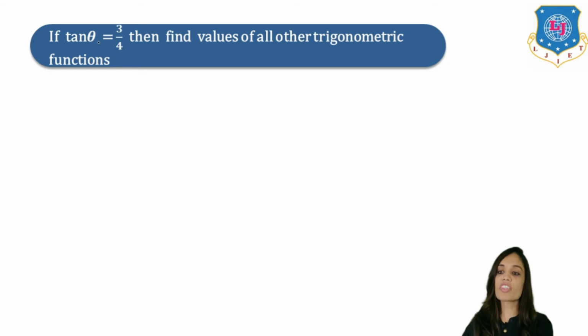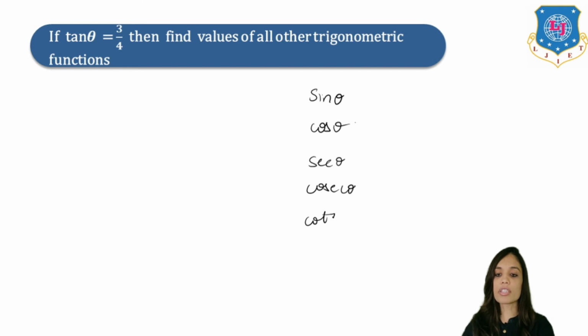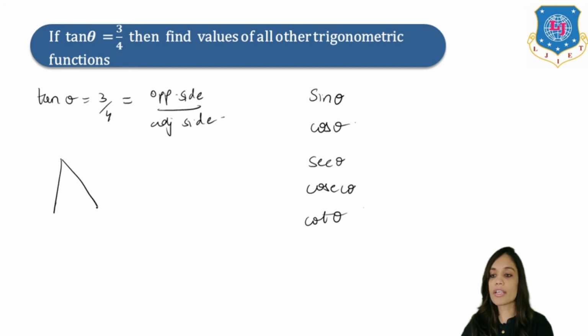Now let us study a few examples. We are given that the value of tan theta is 3/4. We have to find the values of the other trigonometric functions. Means we have to find the values of sine theta, cos theta, sec theta, cosec theta and cot theta. Only one value is given. So we are given tan theta is 3/4, means opposite side upon adjacent side. This is what is given. So let us draw one triangle ABC, a right angle triangle, fine. And here is our theta. So this is our opposite side, this is our adjacent side, and this is our hypotenuse, fine.